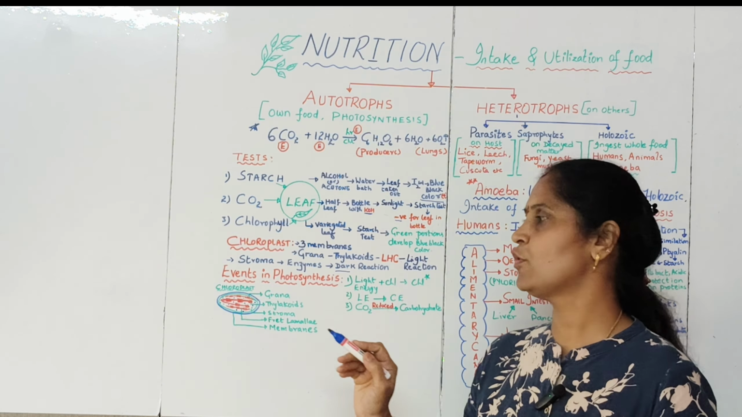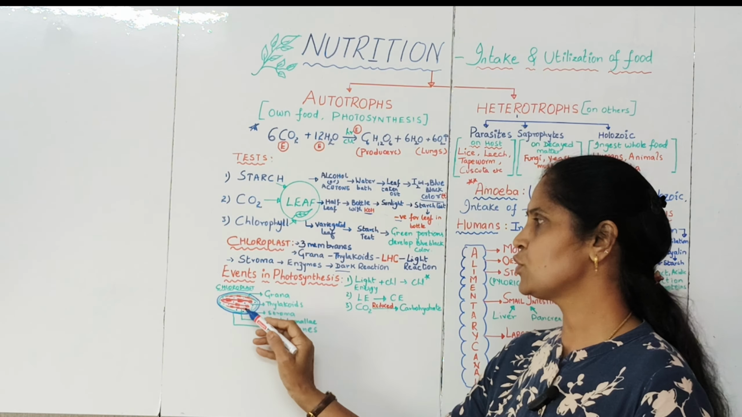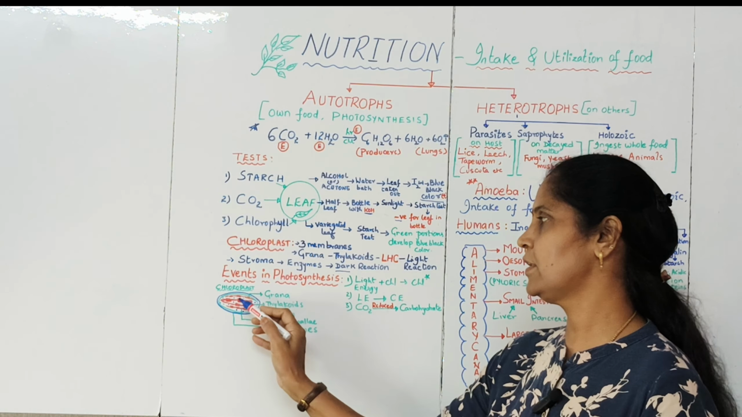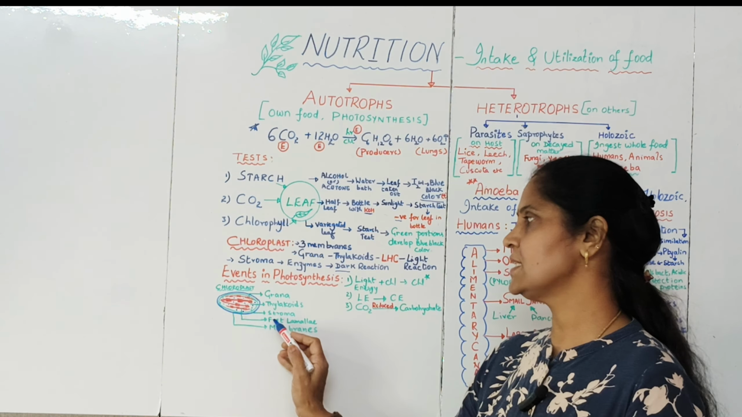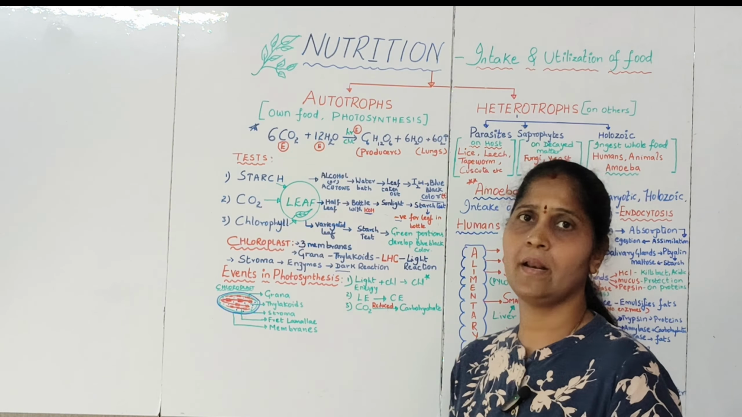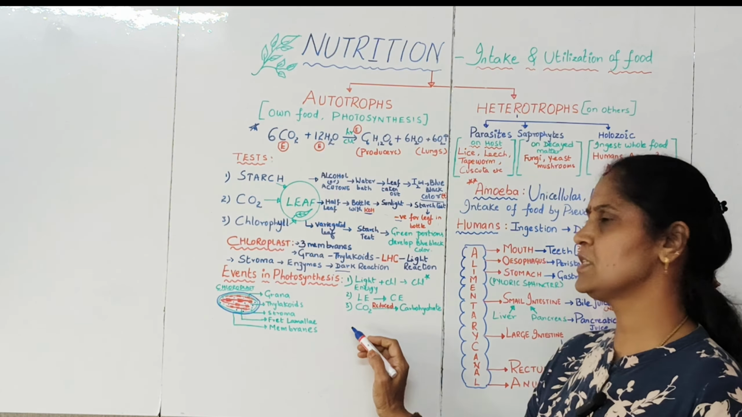Talking about the events in photosynthesis, this is a brief diagram I have drawn of the TS of the chloroplast. The two membranes, and the red color structures are the thylakoids, which represent the grana region, and the dots region is the stroma, and the lines indicate the fretal lamellae and the inner and outer membranes. Then, about the events in photosynthesis, we have principally three events, if you remember.